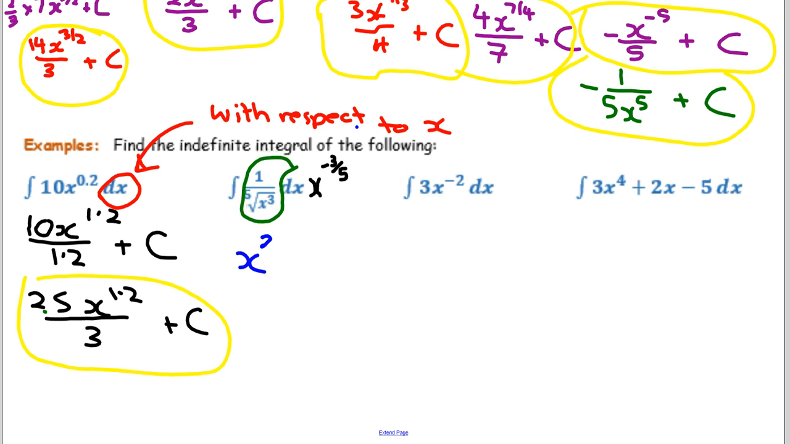What do we divide it by? 2/5. Yeah, don't forget your little plus c. Now what does 5 over 2 times x to the 2/5 become? 5 over 2 x to the 2/5 plus c. Plus c, well done.